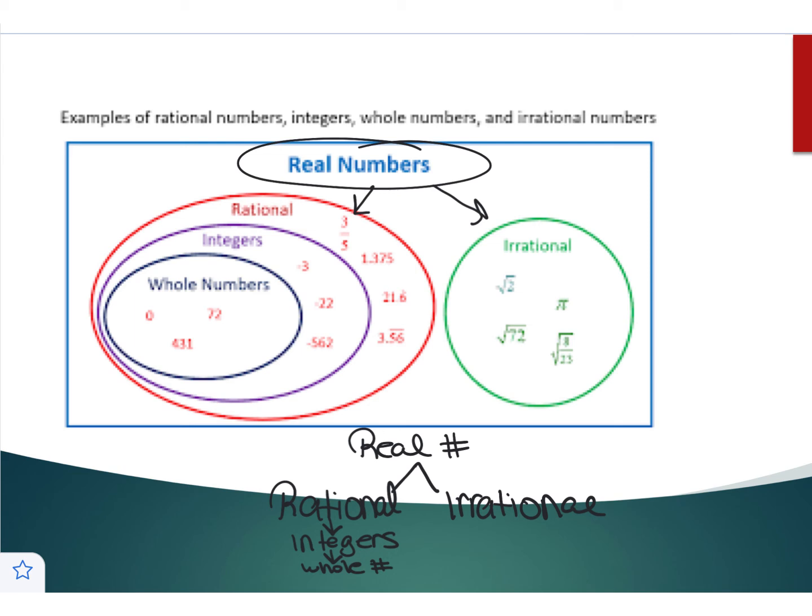Okay, so all those little subcategories. And again, irrational is kind of on an island by itself. Okay, they don't break down into anything else other than just irrational.